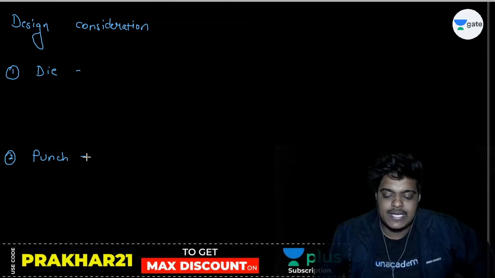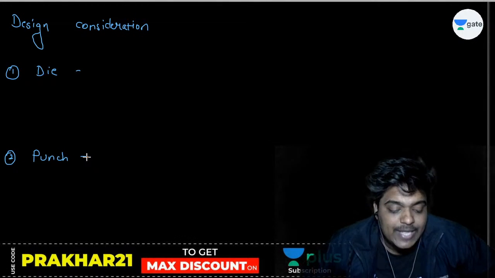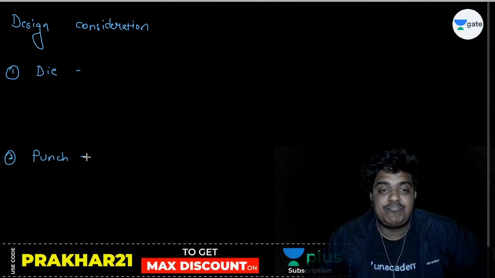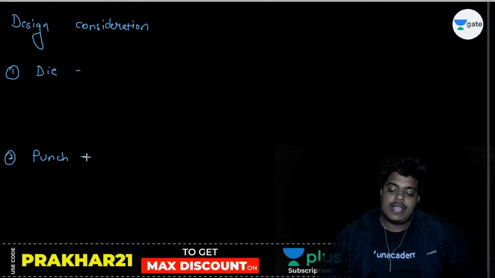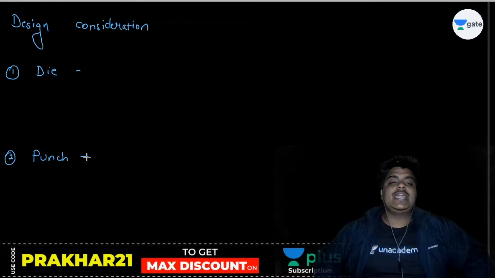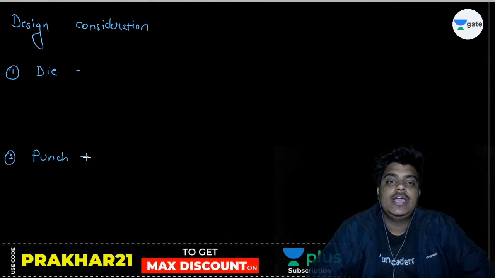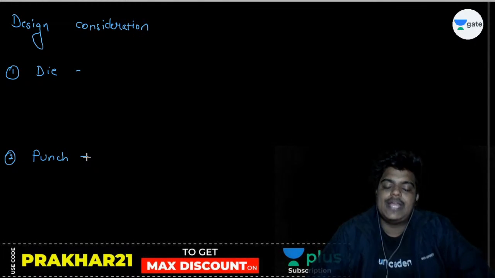एक्सेसिव पंच रेडियस, अगर बहुत ज्यादा हो गया पंच रेडियस तो क्या करोगे, तो लिखो excessive punch radius increases the tendency of the material to buckle.